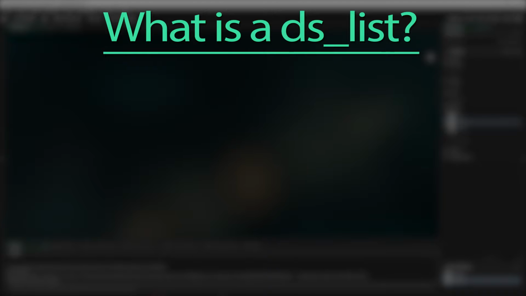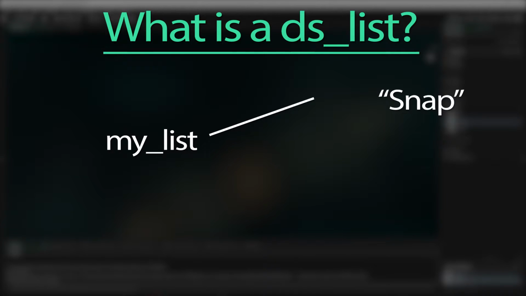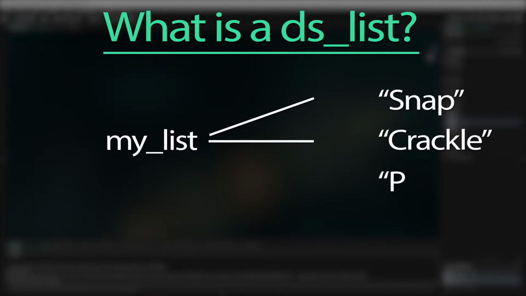Now, what does that mean? Well, if I create a DS list called myList, and I add a few string entries to it like so, now what we've created is a single variable that can store multiple values. And that's basically what an array or DS list is. Arrays are used in all programming languages, but the name DS list is specific to Gamemaker. It's their special version that is the same as an array, but has more features.